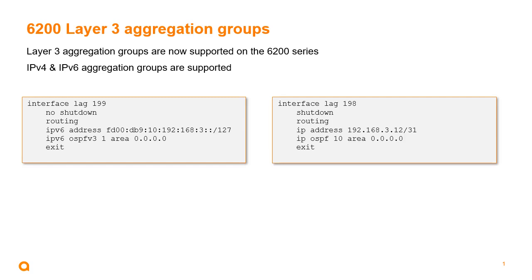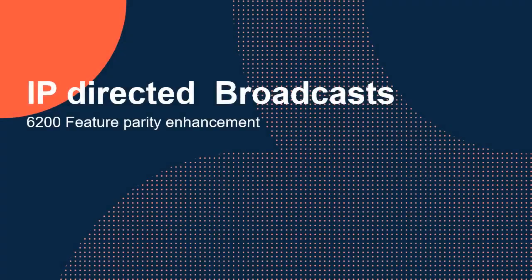As you can see, it's a very simple configuration involving the IP addressing, whether we're using IPv6 or using IPv4, and they obviously can be both configured under the same lag interface. I've got two separate interfaces for lags here, 199 and 198, but we could incorporate IPv4 and IPv6 addressing on the same lag. And that was all for the Layer 3 lag enhancements.